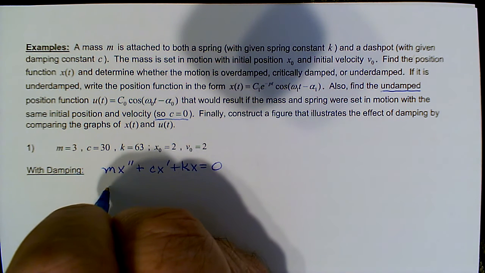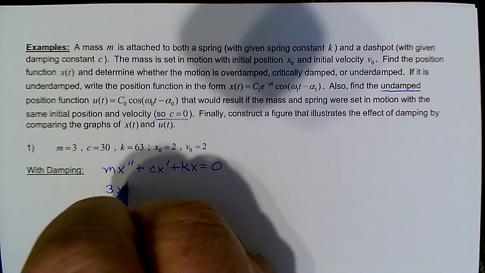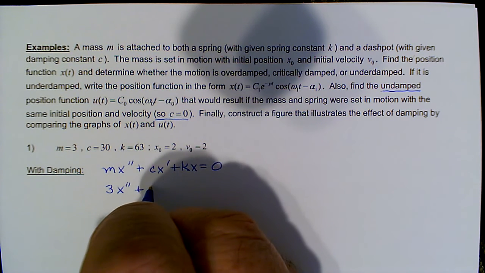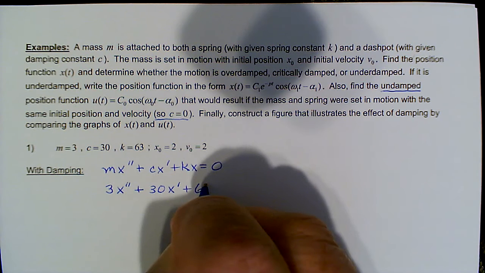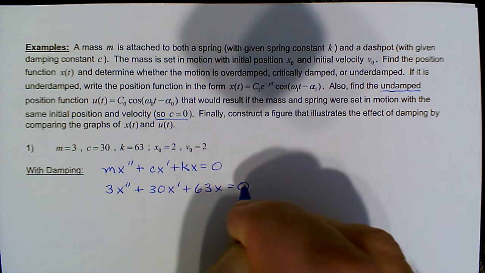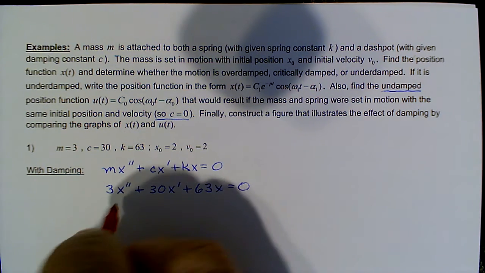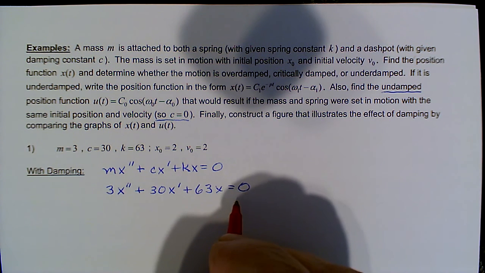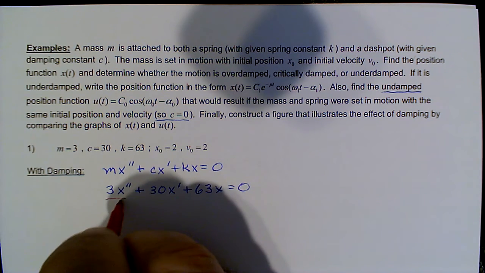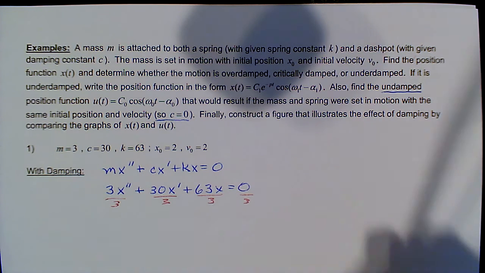And so it's just a matter of substituting the given values, and they are constants. So we have 3x double prime plus 30x prime plus 63x is equal to 0. And just to make things easier, we could divide everything by 3. So note that this is just simply a second order linear differential equation. It's homogeneous with constant coefficients. And so we'll just divide everything by 3 since that's a common factor.